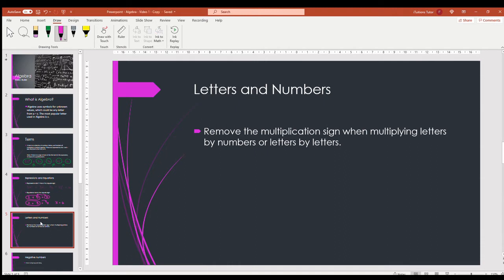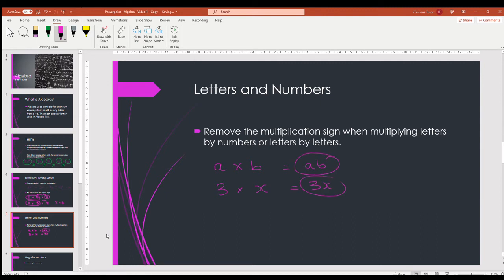Another important rule in algebra to remember is when you multiply numbers by letters or letters by letters, such as A multiplied by B. In such cases, we take out the multiplication sign and we write it as AB. AB is the shorthand for A multiplied by B. The multiplication sign is also left out to make it clearer. Another example is 3 multiplied by x, which is the same as 3x.